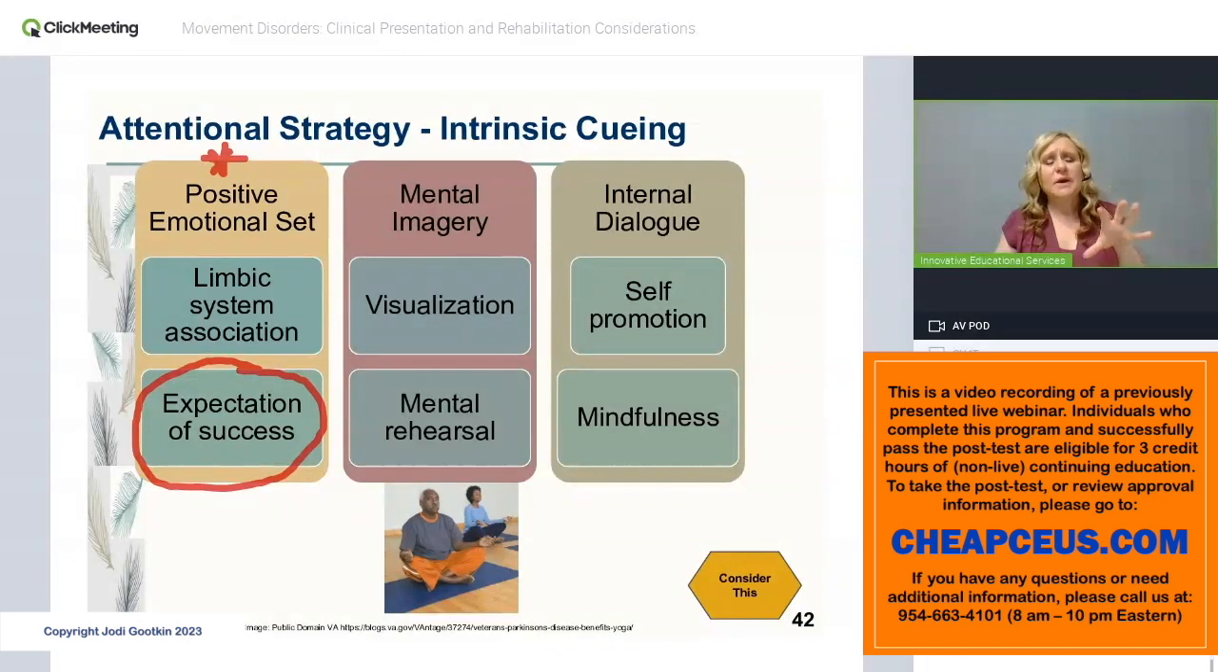Because if they don't have this positive emotional set, any little change, anything less than perfection is going to be that kind of self-fulfilling prophecy for the individual. And they find that it really has significant negative impacts for them.